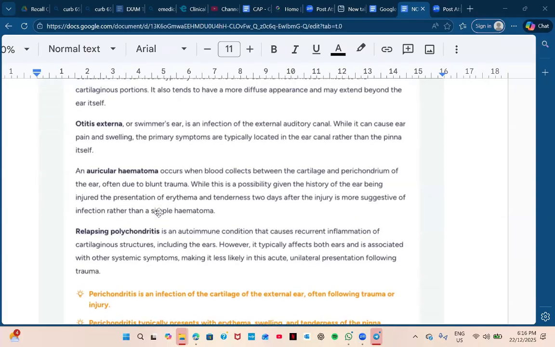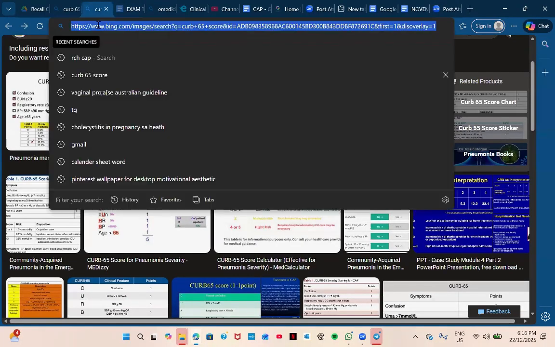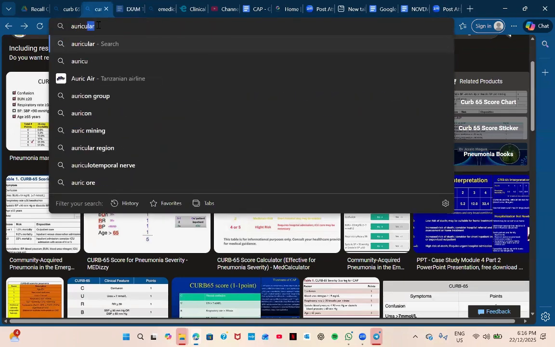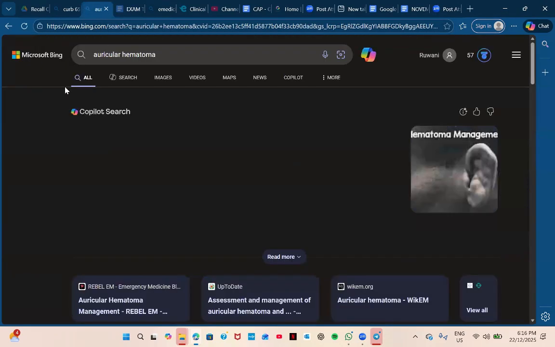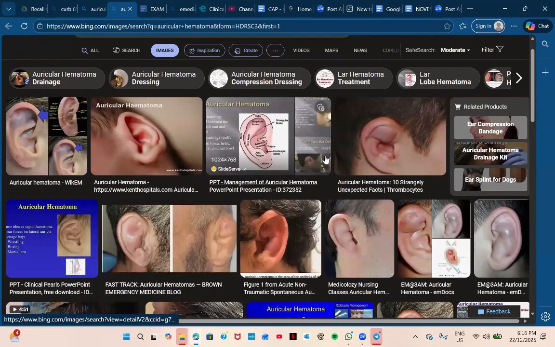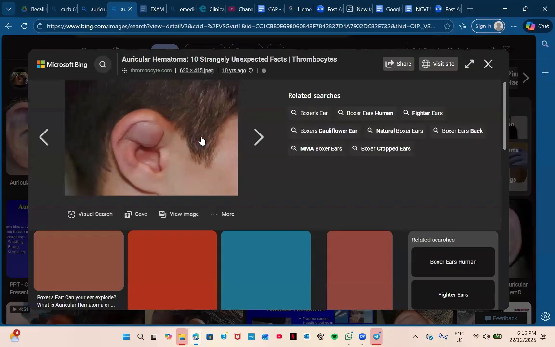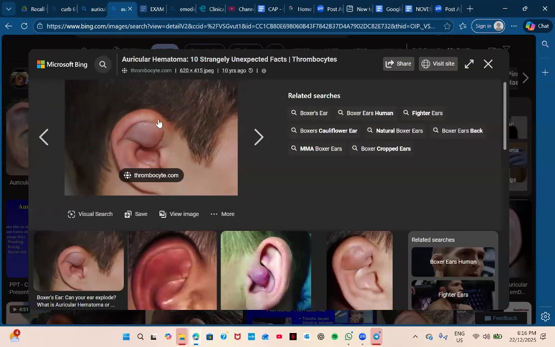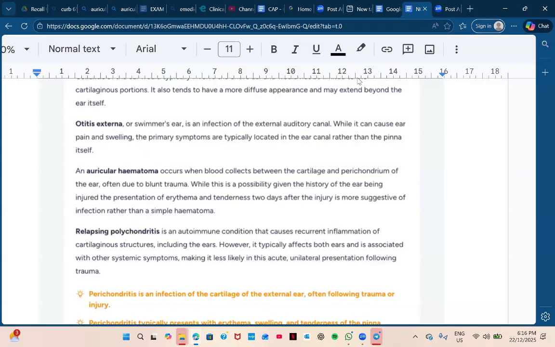So, auricular hematoma occurs when blood collects between the cartilage and perichondrium of the ear, often due to blunt trauma. So, auricular hematoma, how does it present, let's check. This is how auricular hematoma can present, like bulging due to the accumulation of blood. So just remember, okay?